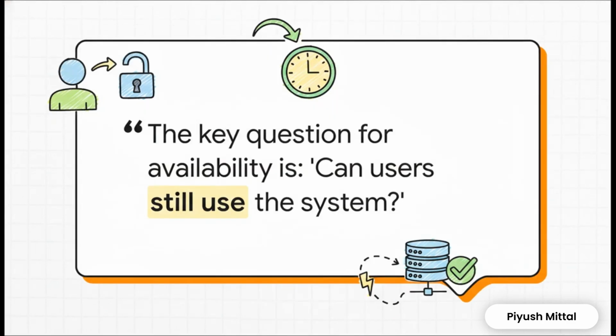And here's the question for availability. Notice how different it is from the reliability one. It's not, is it broken? It's, can users get to it? Can they even reach the login screen? This is all about uptime, plain and simple.